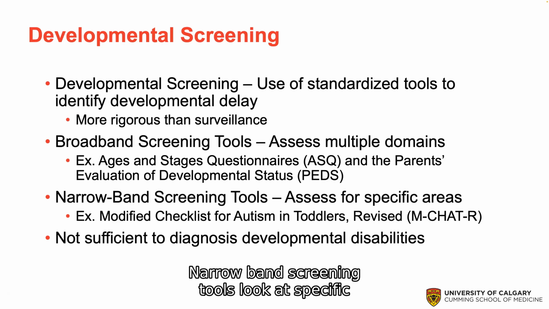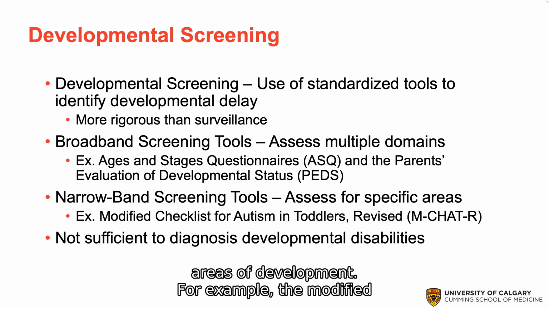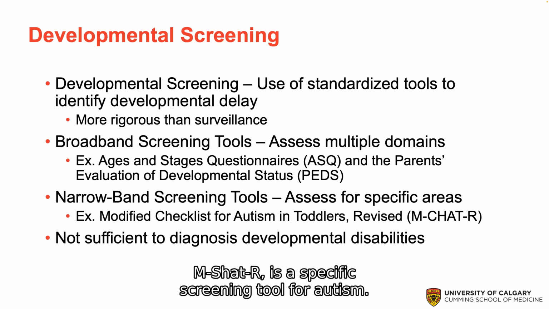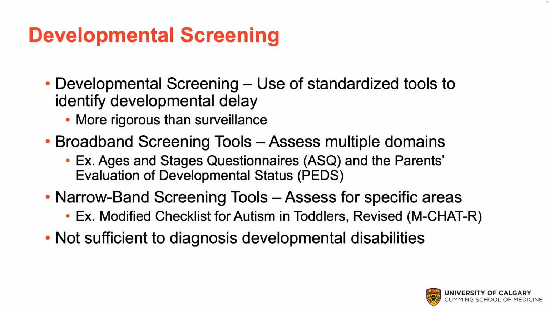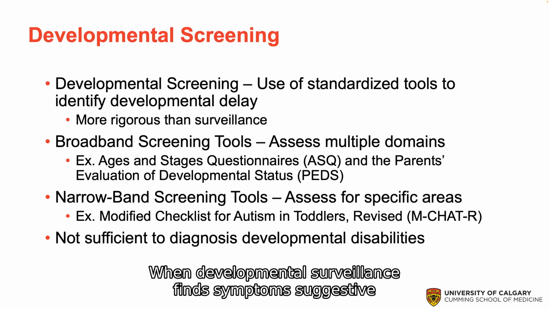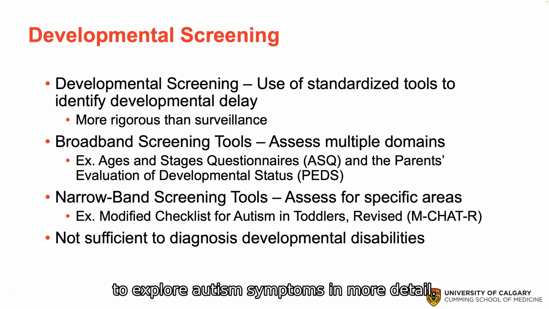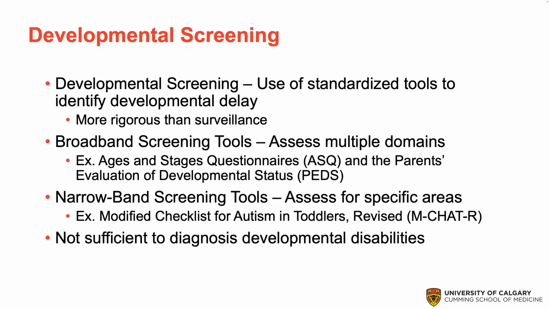Narrowband screening tools look at specific areas of development. For example, the Modified Checklist for Autism in Toddlers, Revised, or the MCHAT-R, is a specific screening tool for autism. When developmental surveillance finds symptoms suggestive of autism, the MCHAT-R can be used to explore autism symptoms in more detail.